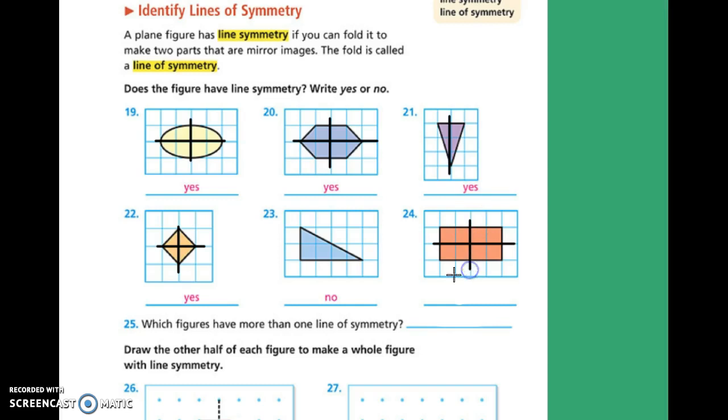All right, so now it's going to ask us which figures have more than one line of symmetry. So which ones were I able to draw lines of symmetry in multiple directions? So let's see, we could do it for 19, 20, couldn't do it for 21, 22, and 24 were the ones that we were able to draw the line of symmetry for. All right, move that out of the way.